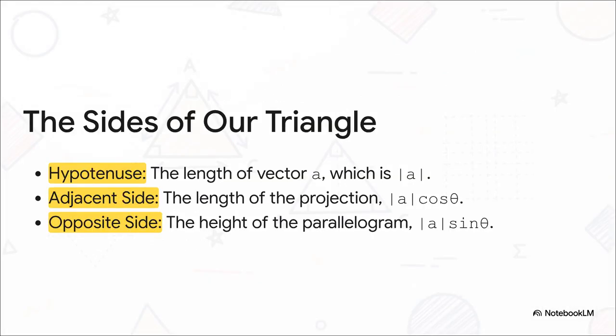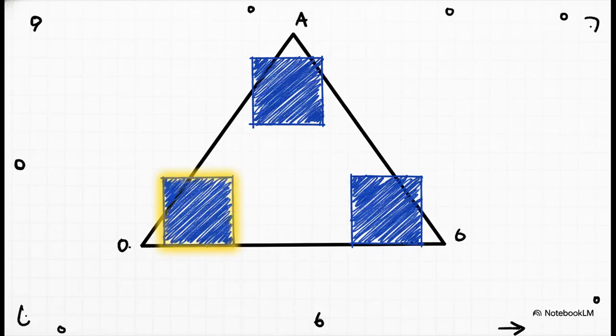Okay, so now that we have our triangle, let's label the sides. The hypotenuse, well, that's easy. It's just the length of vector A. The adjacent side, the one next to our angle, that's our projection, A cos theta. And the opposite side, that's the height, which is A sine theta. And now we can bring in an old friend, the Pythagorean theorem. We just plug in what we know. Opposite squared plus adjacent squared equals hypotenuse squared. And when we substitute our vector parts in, we get this nice little equation right here.